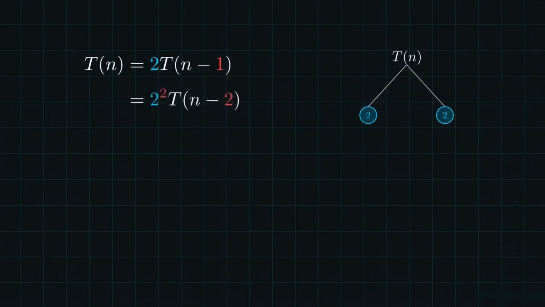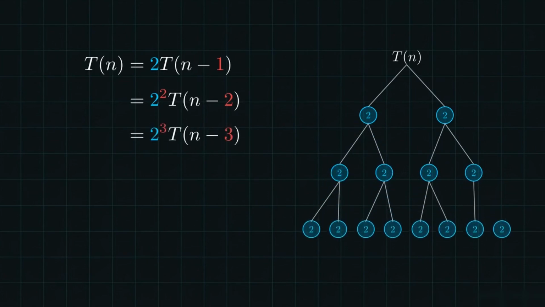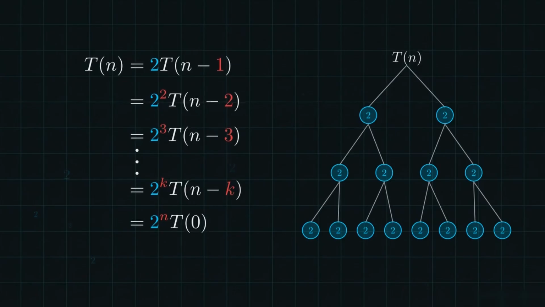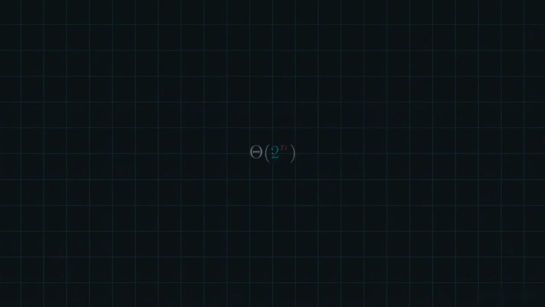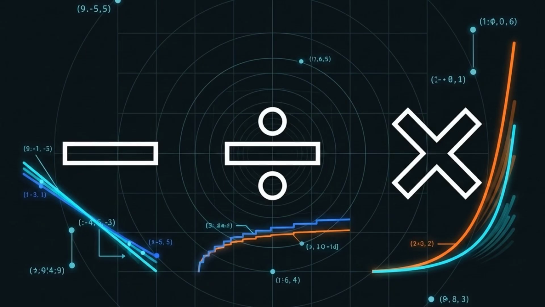If we instead multiply the subproblem, as in T(n) = 2T(n-1), the work doubles at every step. The first expansion is 2 squared times T(n-2). The second is 2 cubed times T(n-3). By the time we reach the base case at step n, the complexity has reached big theta of 2 to the n. The mathematical operation applied to the inner variable, whether it is subtraction, division, or multiplication, strictly defines the family of time complexity the algorithm belongs to.